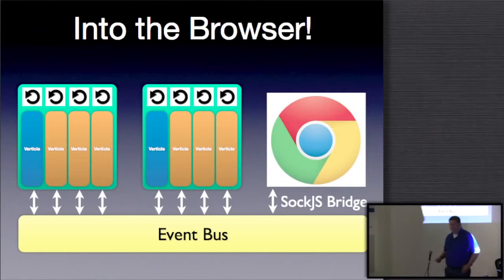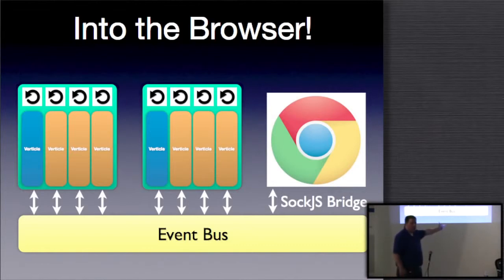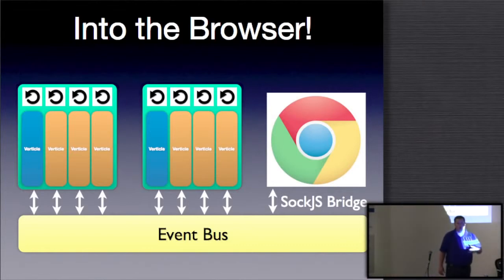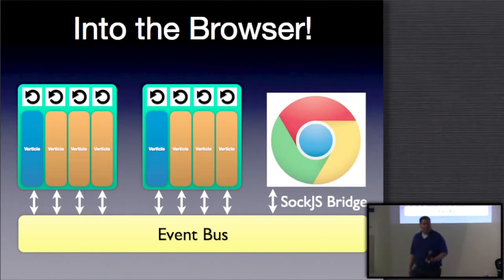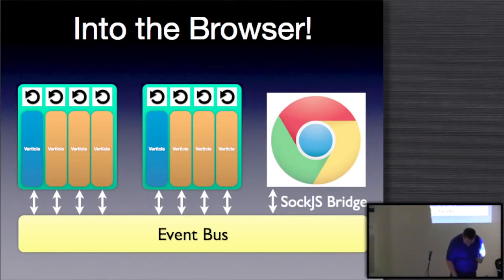So something that's somewhat unique to Vertex is that using the same programming model, we can also go into the browser. Using sock.js, Vertex implements what's called an event bus bridge that allows you to have code running on the server interacting with code running within the browser using the same event bus programming model. So what might this look like?